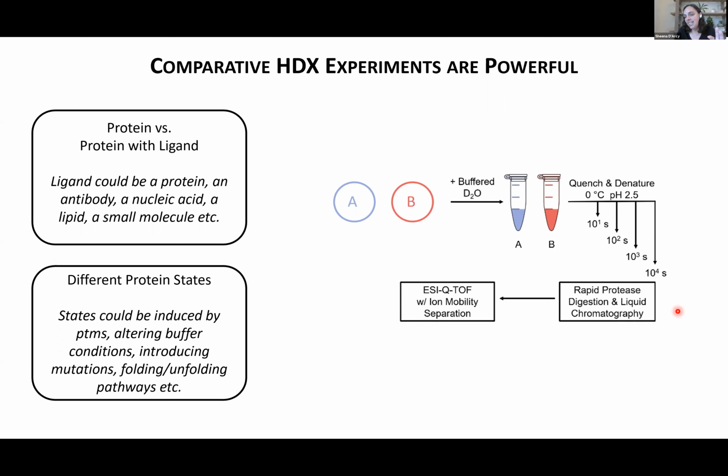The peptides are then separated by liquid chromatography before being injected into the mass spectrometer, where of course we can calculate how much deuterium is incorporated because it's heavier than hydrogen.